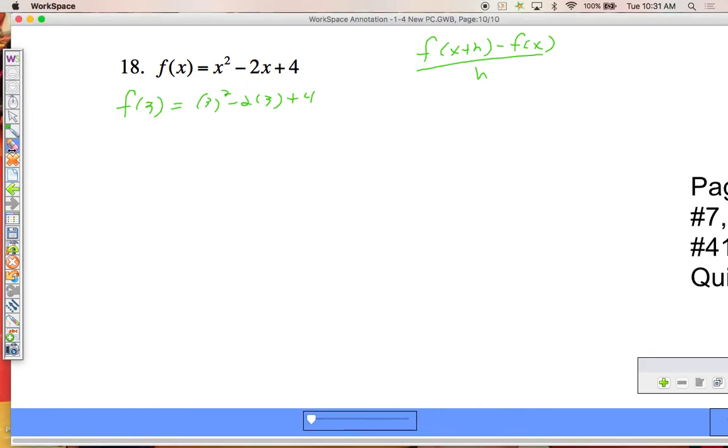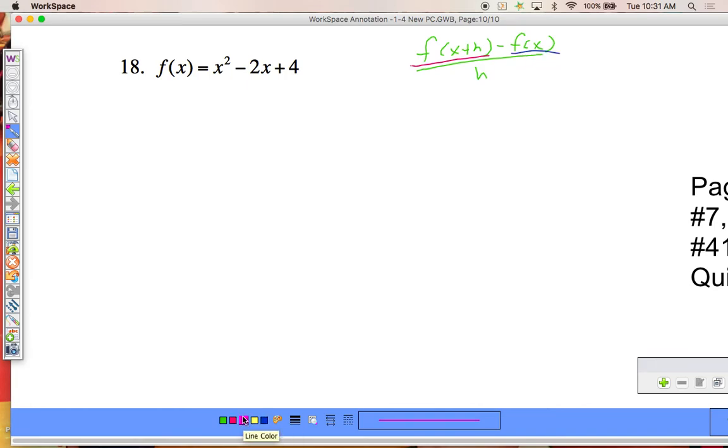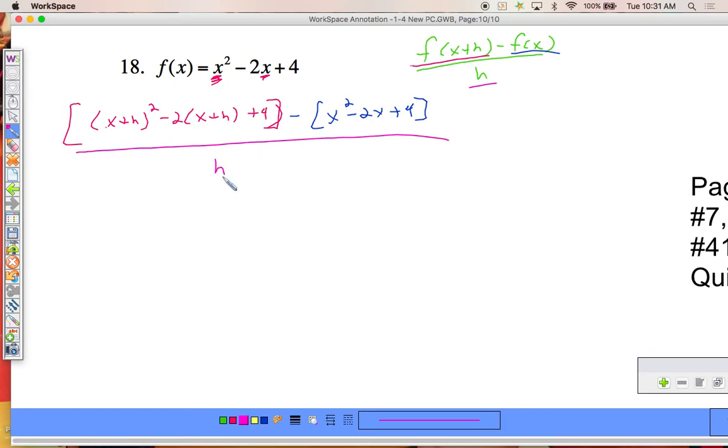All right, so try to color code this. All right, so f of x plus h. I'm going to go x plus h squared minus 2 times x plus h minus 4. Because to do this, I have to put x plus h in both of those places. Then I'm going to subtract the original function, all divided by h.